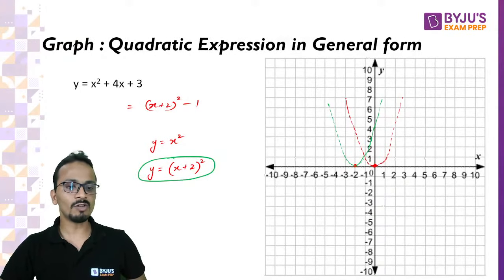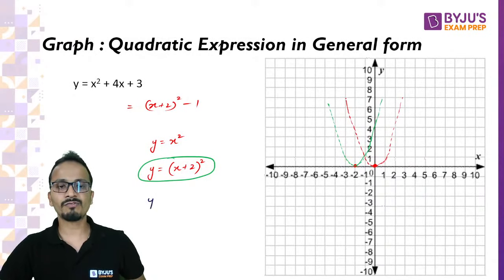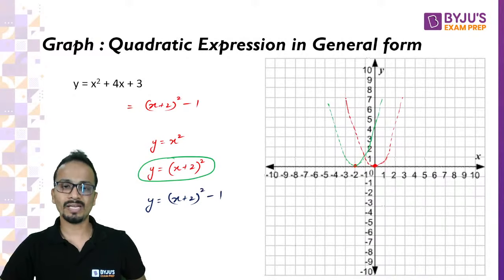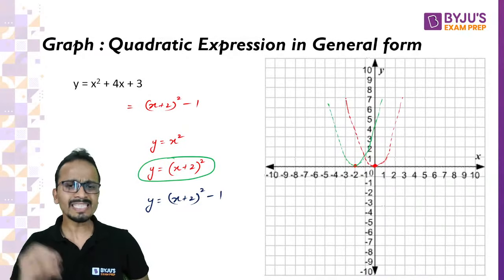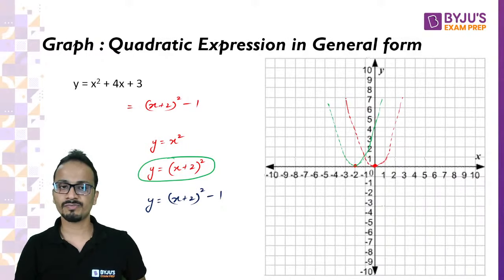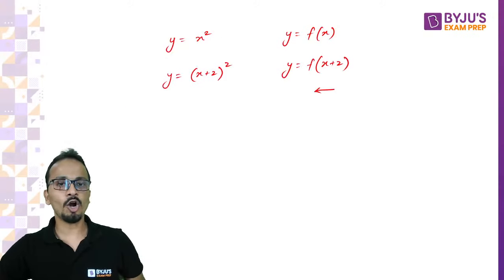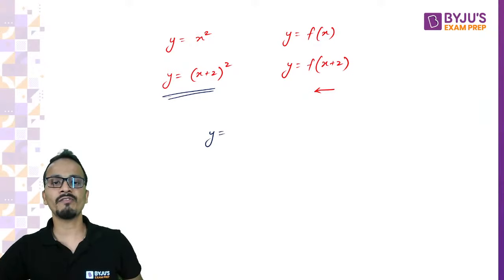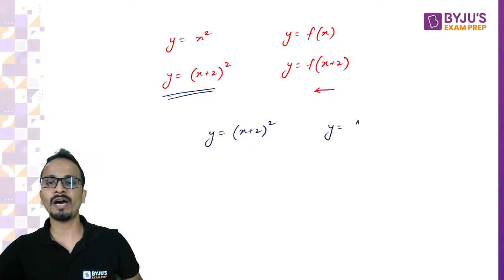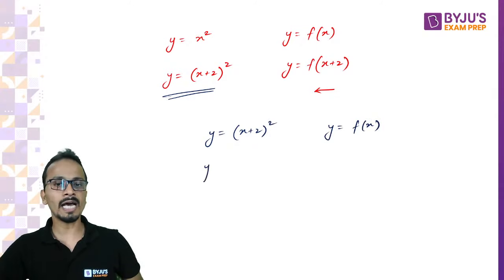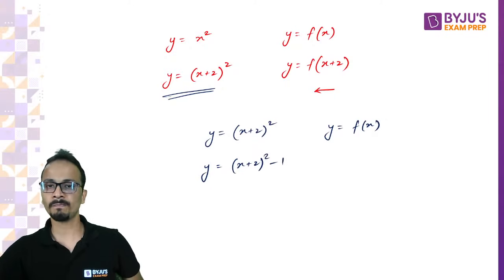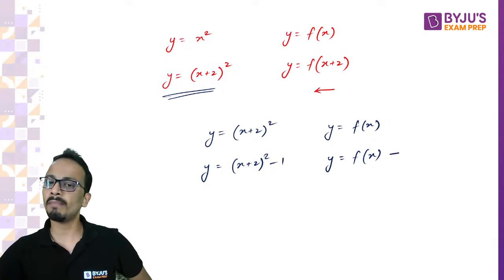Now let's have a look at the next graph. Graph for y equal to x plus 2 whole square minus 1. Now tell me what will happen to this graph. Come on, tell me. I already have this graph. Let's say you are given y equal to x plus 2 whole square. Consider that this is the graph for y equal to f of x. And I want to plot the graph of y equal to x plus 2 whole square minus 1. So this is similar to plotting the graph of y equal to f of x minus 1.